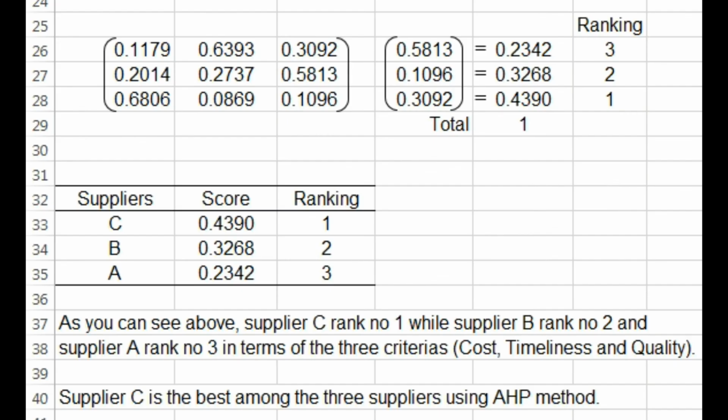In conclusion, supplier C is the best among the 3 suppliers using the AHP method in terms of the 3 criteria: cost, timeliness, and quality. Thank you. That is all from us.